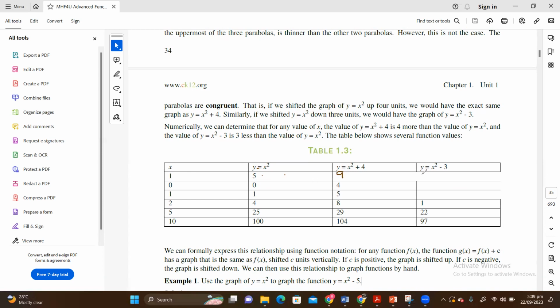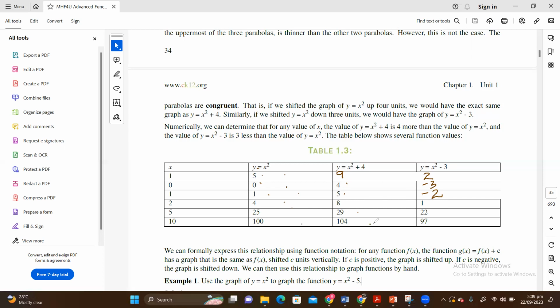I don't know why they don't fill it. x squared minus 3: 5 minus 3 is going to be 2. So if it's 0, 0 plus 4 is 4, and 0 minus 3 would be negative 3. 1 plus 4 is 5, and 1 minus 3 would be negative 2.